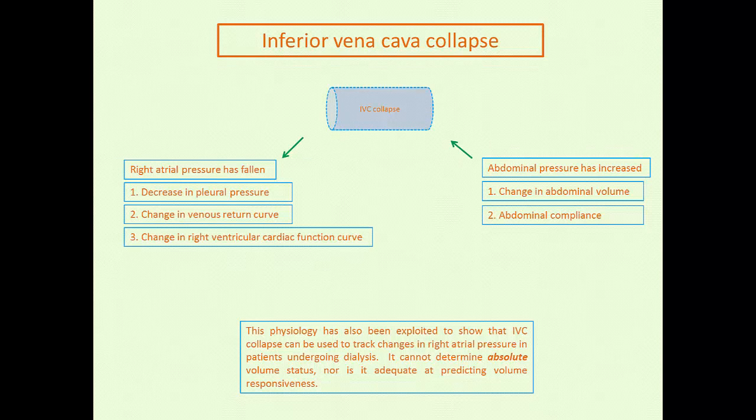This physiology has also been exploited to show that IVC collapse can be used to track changes in right atrial pressure in patients undergoing dialysis.